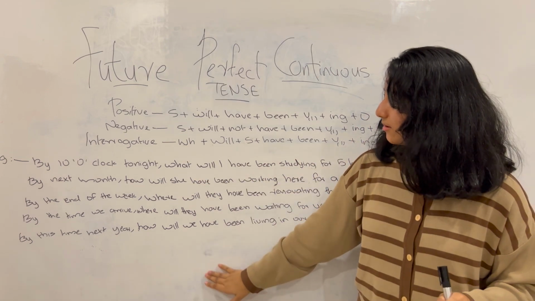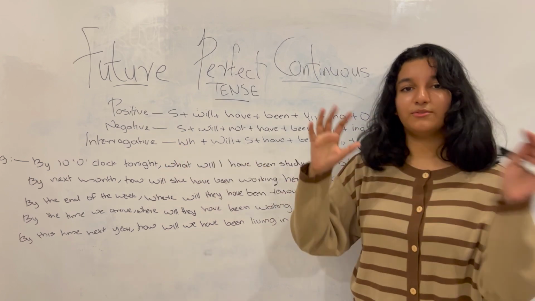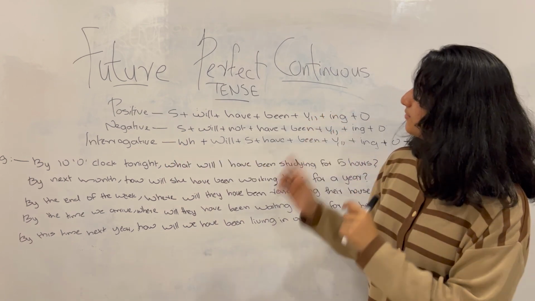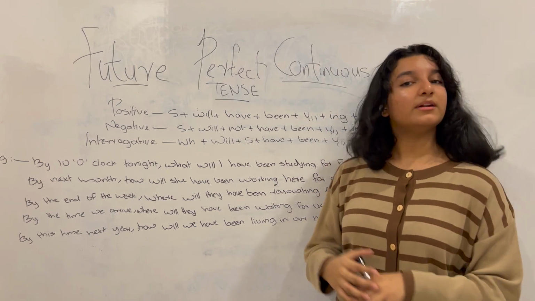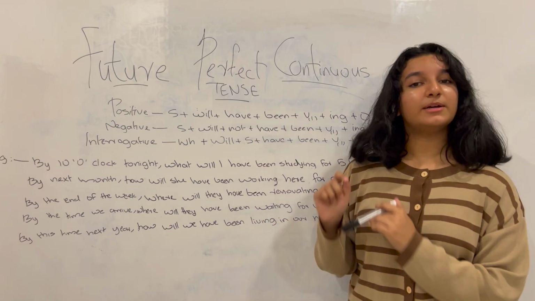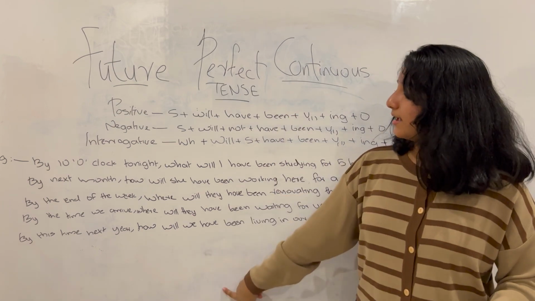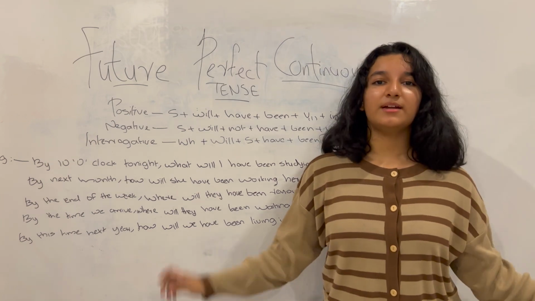So that is all for interrogative and the special interrogative, another form of it. And that is all for future perfect continuous tense. There is no need to be stressed about it or anything, because when you look at it like this, it is very much easy. And try and practice this more and it will be just fine.